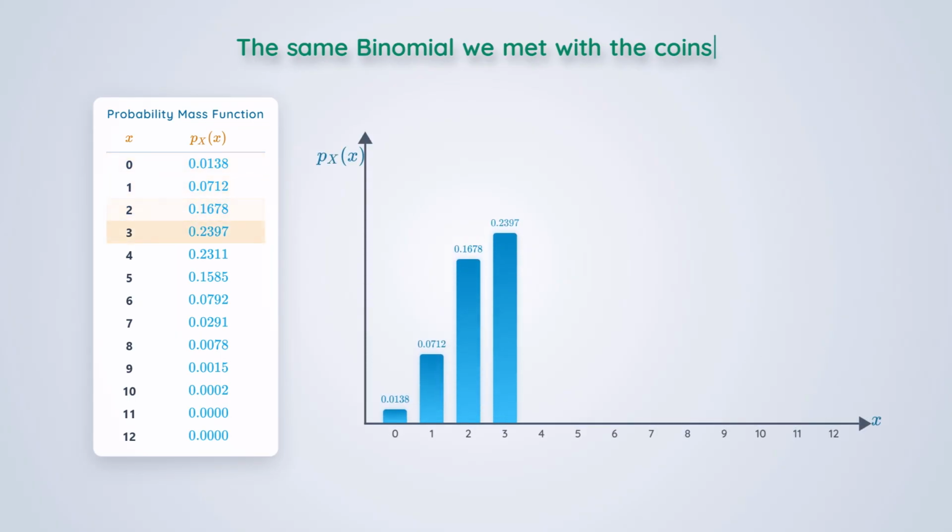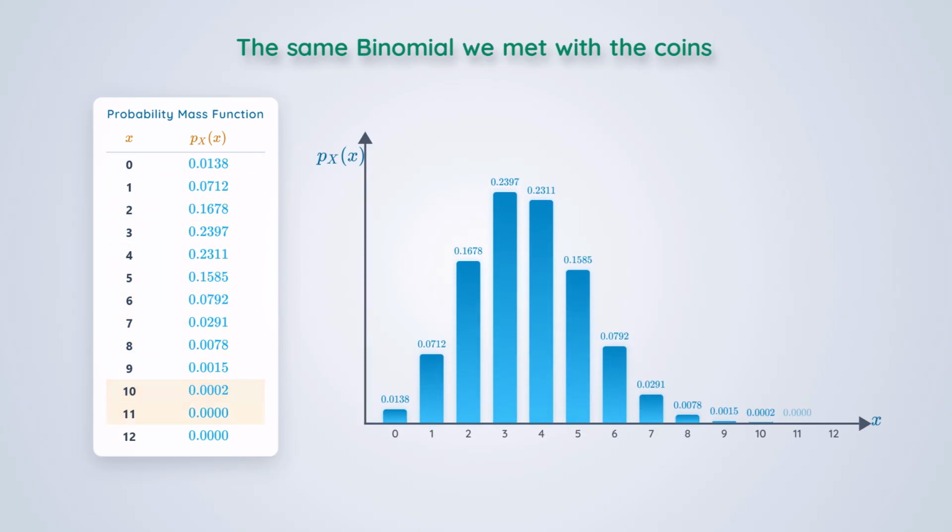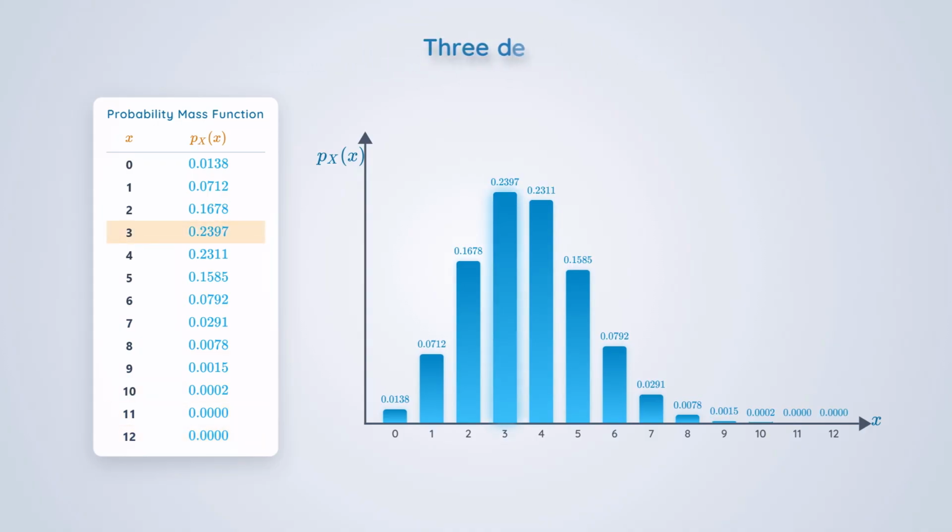It climbs, peaks, then tails off, lopsided to the low end. 3 defective is the most likely count on this line. But that only answers exact counts. For everything else, we need one more idea.